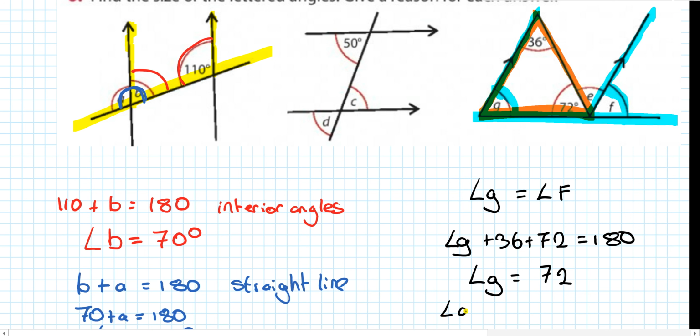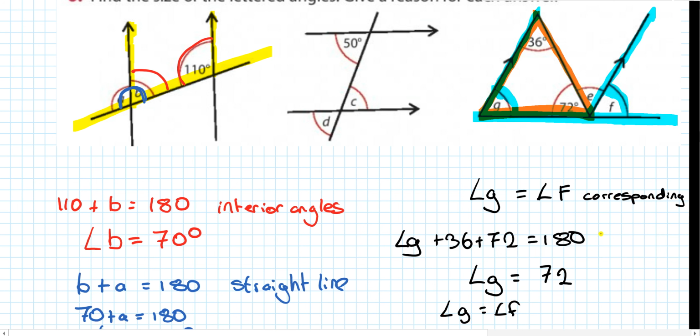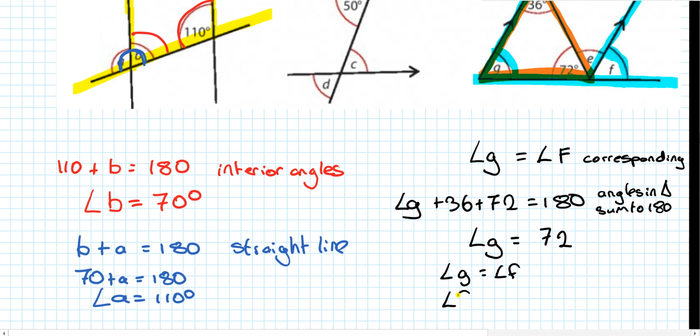F is equal to G. And why is this? This is because they are corresponding. And it's important to write down that reason, that they're corresponding. I should write down the reason here: angles in a triangle sum to 180. So we know that the angle F is equal to 72 degrees.